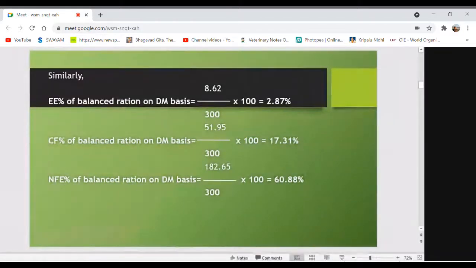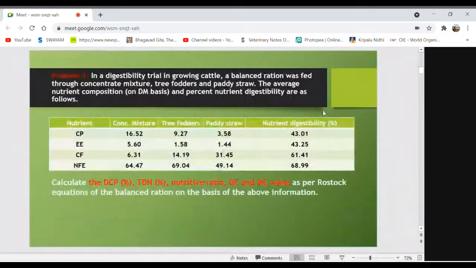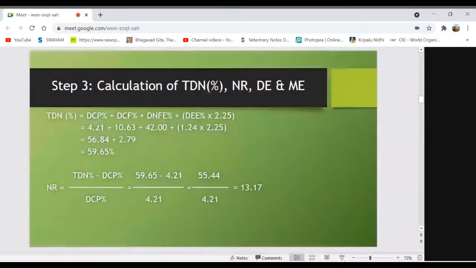Then if you know the percentage of CP, if you know the percentage of ether extract, crude fiber, or NFE, and if you know the digestibility coefficient of nutrients, in that case, you'll be able to calculate the digestible nutrient percentage.